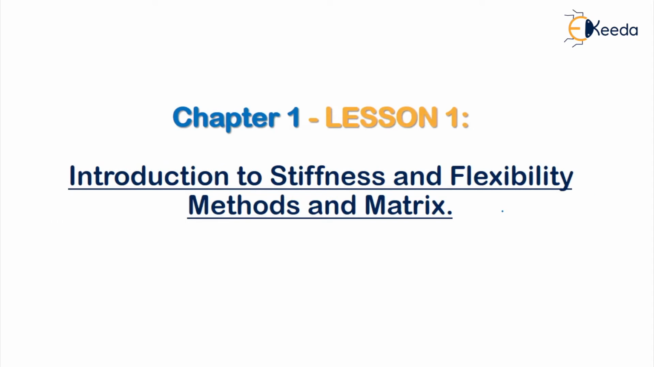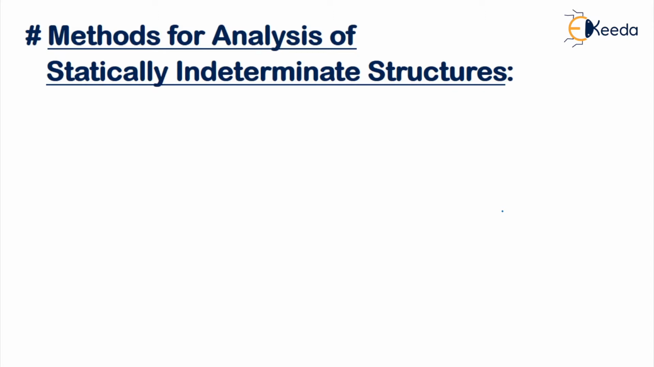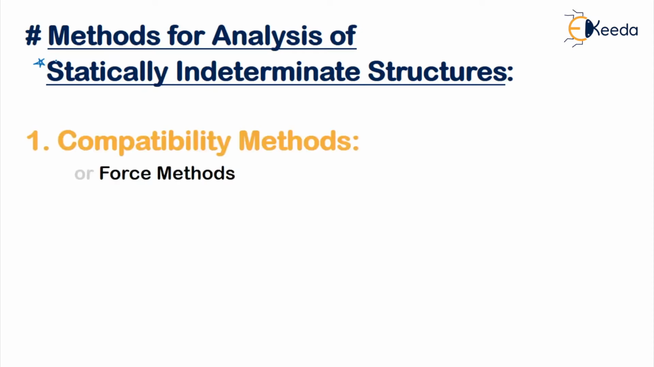We'll see the introduction to what is the stiffness method, what is flexibility method, and also see what are stiffness and flexibility matrix separately. Okay. So before getting into the stiffness method, we have to know how many methods are there for the analysis of statically indeterminate structure. We have already seen in the prerequisites chapter what are statically indeterminate structures and how to identify them. Now, if a structure is statically indeterminate, how to analyze them? What are the methods which are available to analyze these statically indeterminate structures? We'll see.